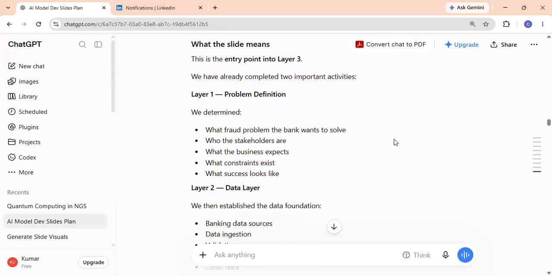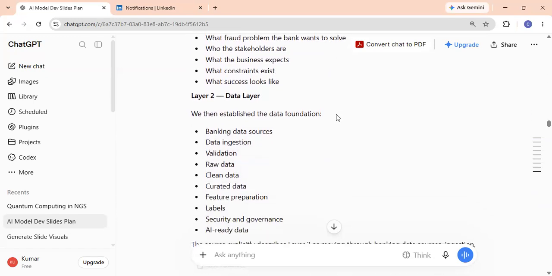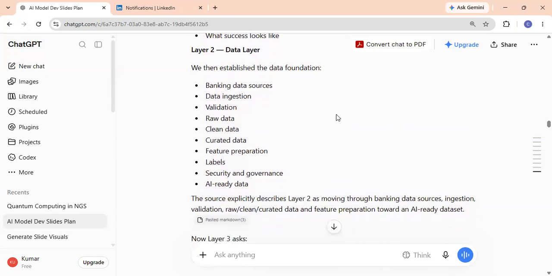So, before this slide, we have already completed two important activities. Layer 1, problem definition, which determined what fraud problem the bank wants to solve. Yes, we identified it: bank fraudulent transactions need to be identified. Who the stakeholders are, yes, we identified what the business expects from this AI automation, what constraints exist, and what success looks like.